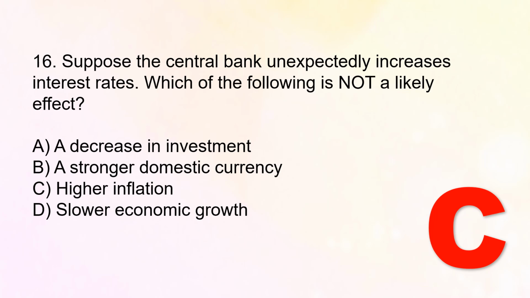Okay, letter C is correct because raising interest rates reduces money supply, which should lower inflation, not increase it. So higher inflation is not a likely effect of this scenario. Letter A is incorrect because higher interest rates make borrowing more expensive, discouraging investments. Letter B is incorrect because higher interest rates attract foreign investors, strengthening the currency. Letter D is incorrect because slower growth is a natural effect of contractionary monetary policy.